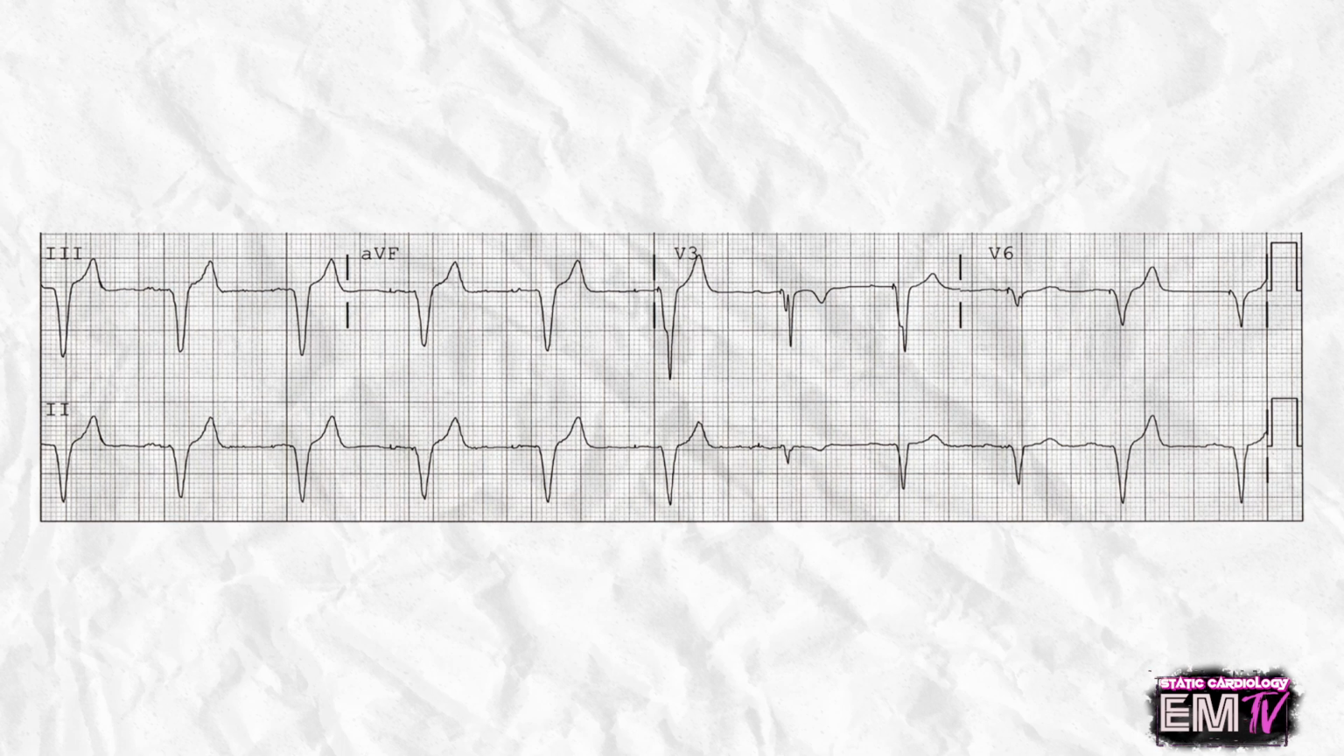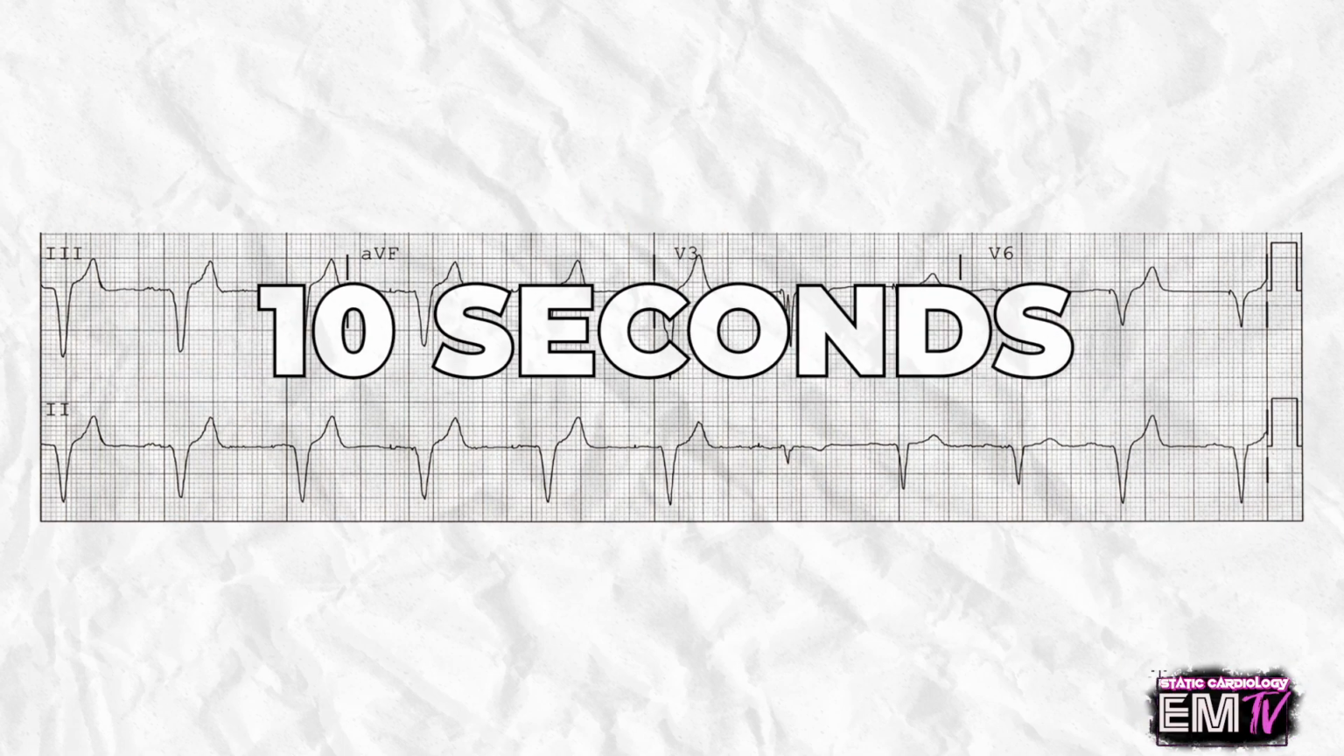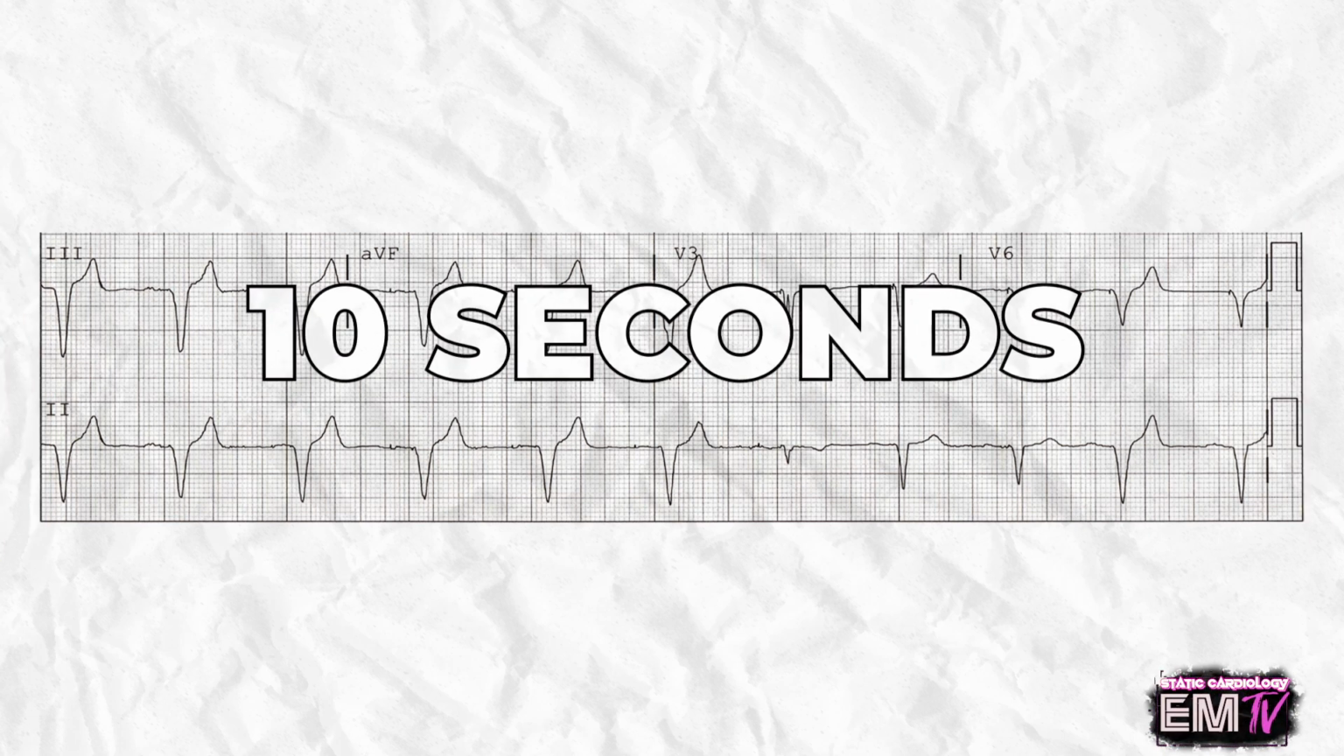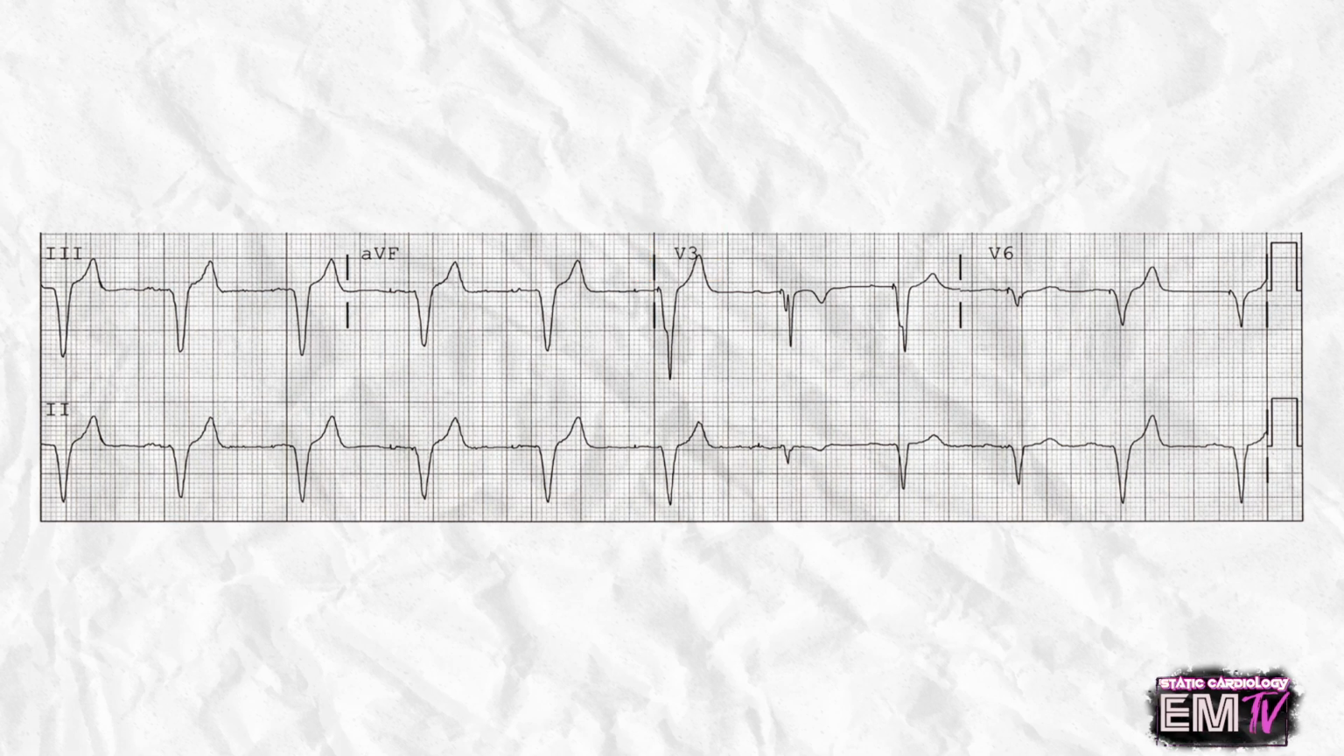Now the first thing I like to do when I'm identifying any rhythm is to count the rate. You do have to realize that when you're looking at a 12 lead ECG, you're actually looking at a 10-second strip. So if your math is really good, you can simply count all of the R waves here and multiply by 6. But as most of us, including myself, feel much more comfortable multiplying by 10, we're going to make this into a 6-second strip.